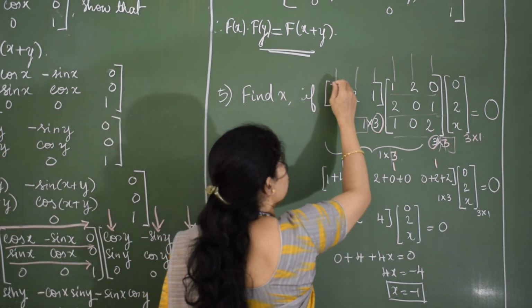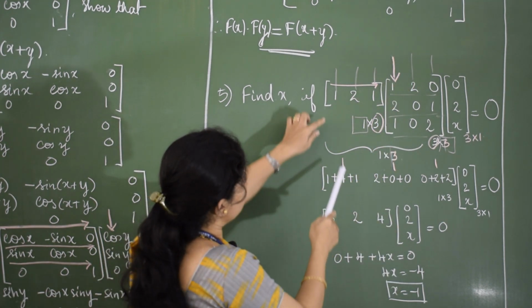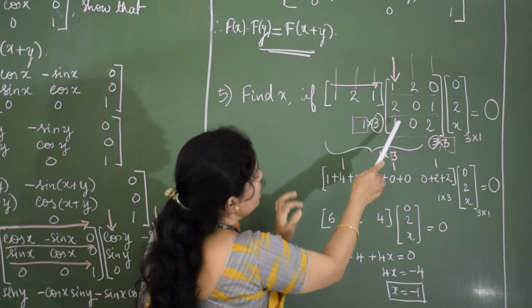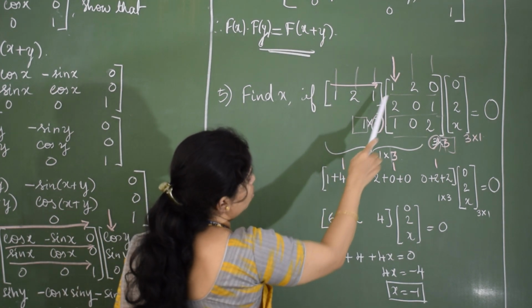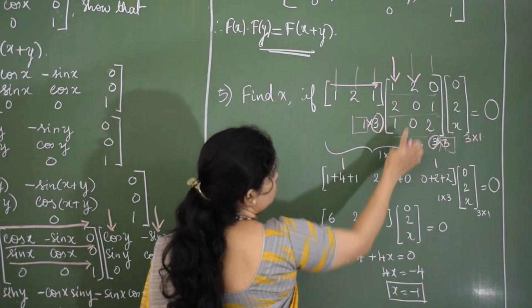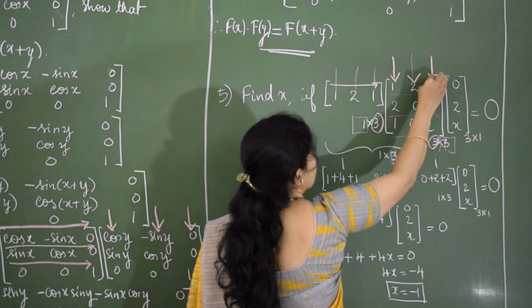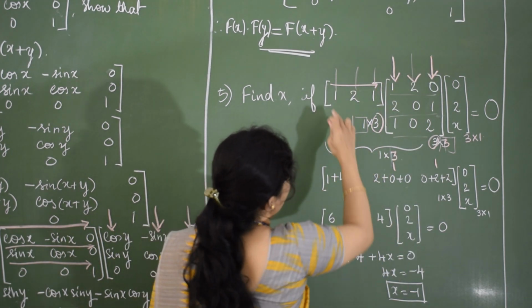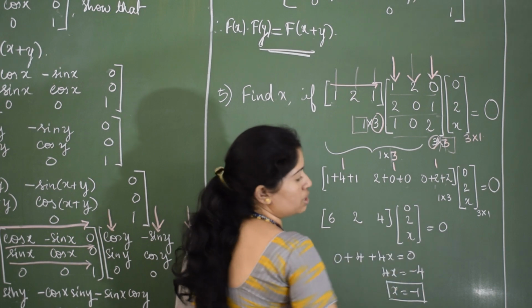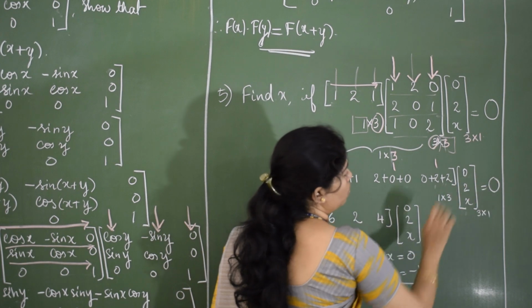So take this first row, multiply with the corresponding elements of the first column. So 1 into 1, 1, plus 2 into 2, 4, plus 1 into 1, 1. Next, take that row, multiply with the second column. So 1 into 2, 2, plus 2 into 0, 0, plus 1 into 0, 0. Next, again take that row, multiply with the corresponding elements of the third column. 1 into 0, 0, plus 2 into 1 is 2, plus 1 into 2 is 2. Into this matrix 0, 2, x column matrix, that is equal to 0.